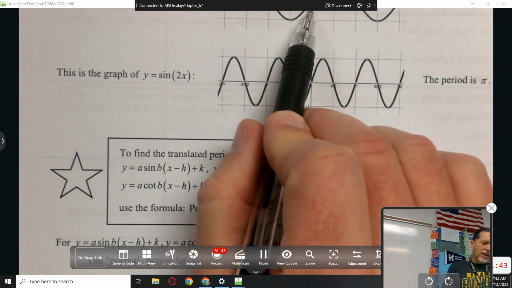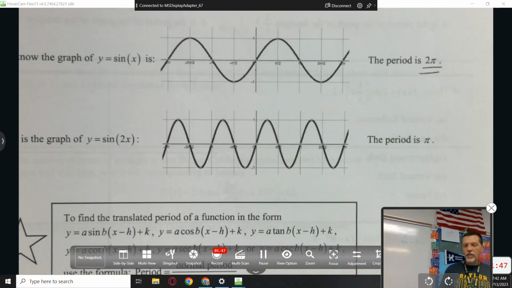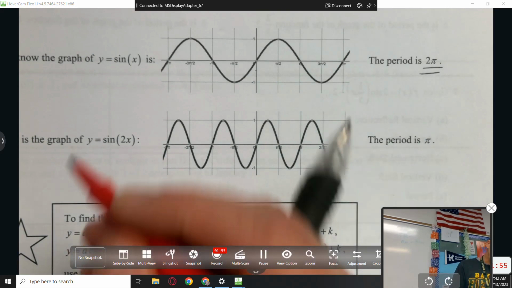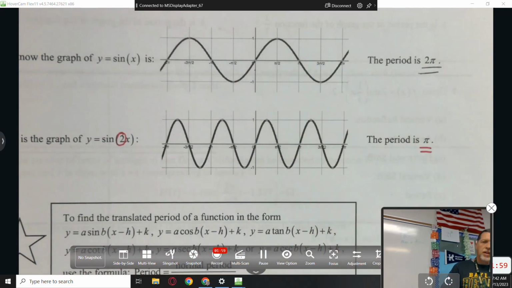Here's the graph of sine. The period is 2 pi. That's the normal graph, or that's the normal period for sine and for cosine and for their partners. But if we stick a 2 in there, the period becomes pi. So as B gets bigger, the period gets smaller. Right, as B gets larger, the graph shrinks in. That's exactly right.